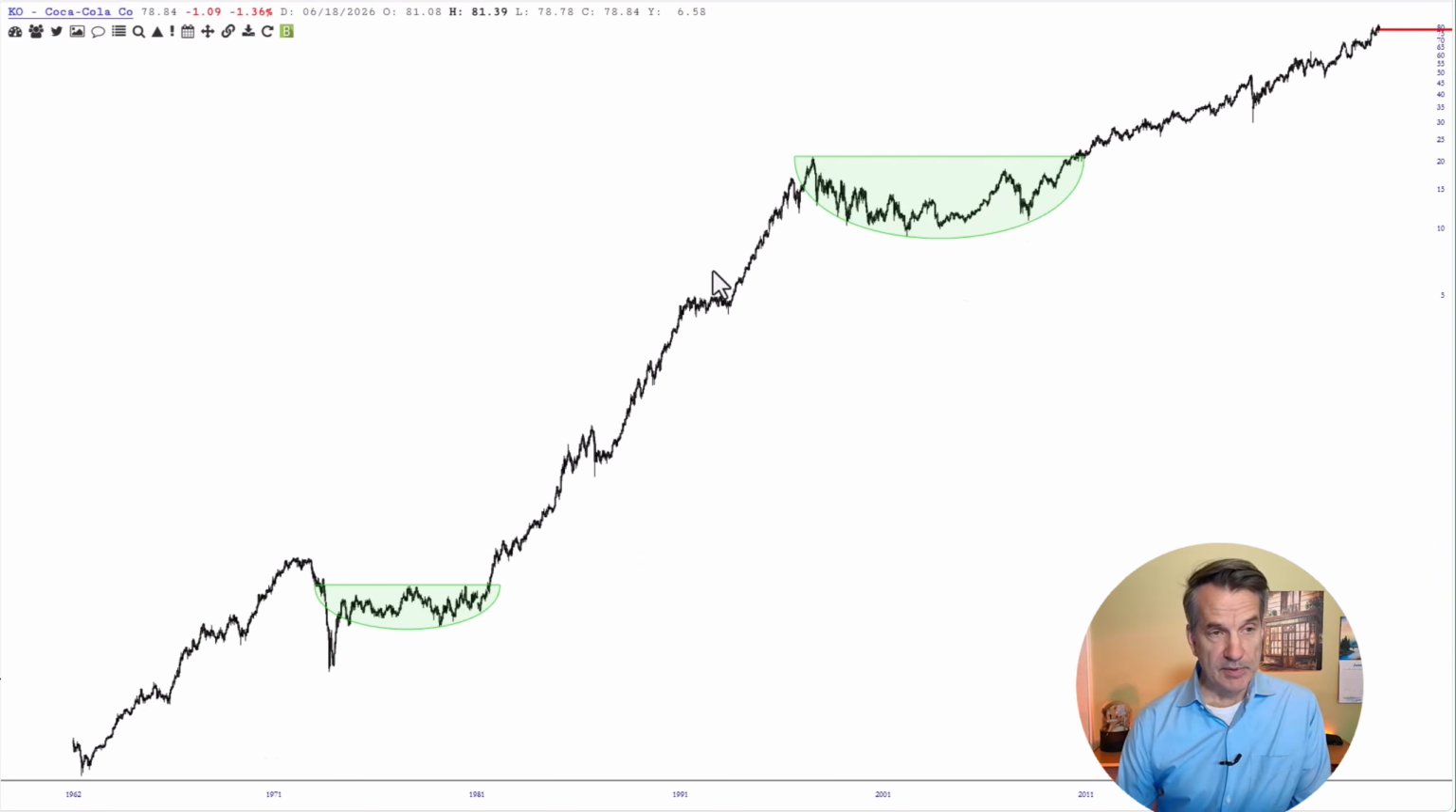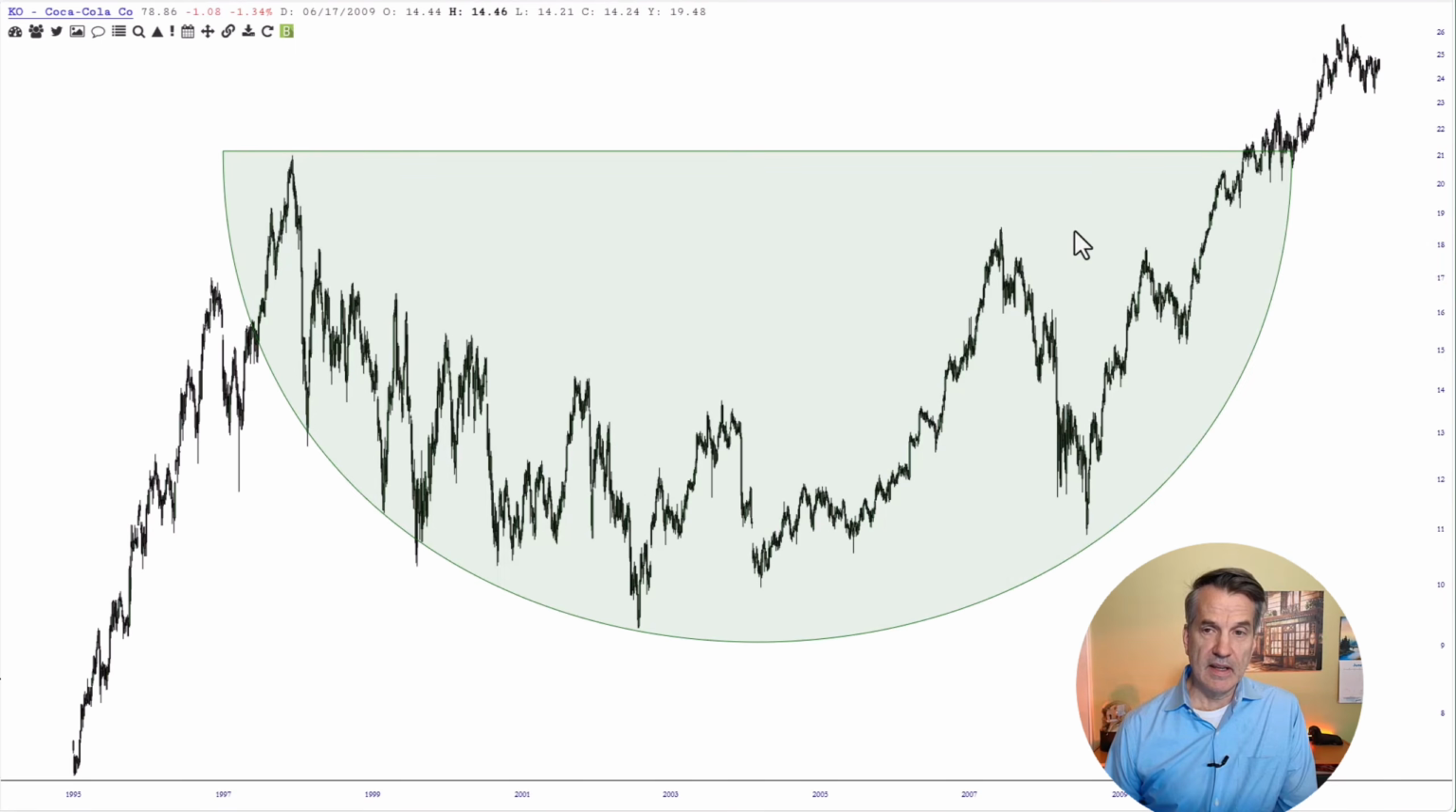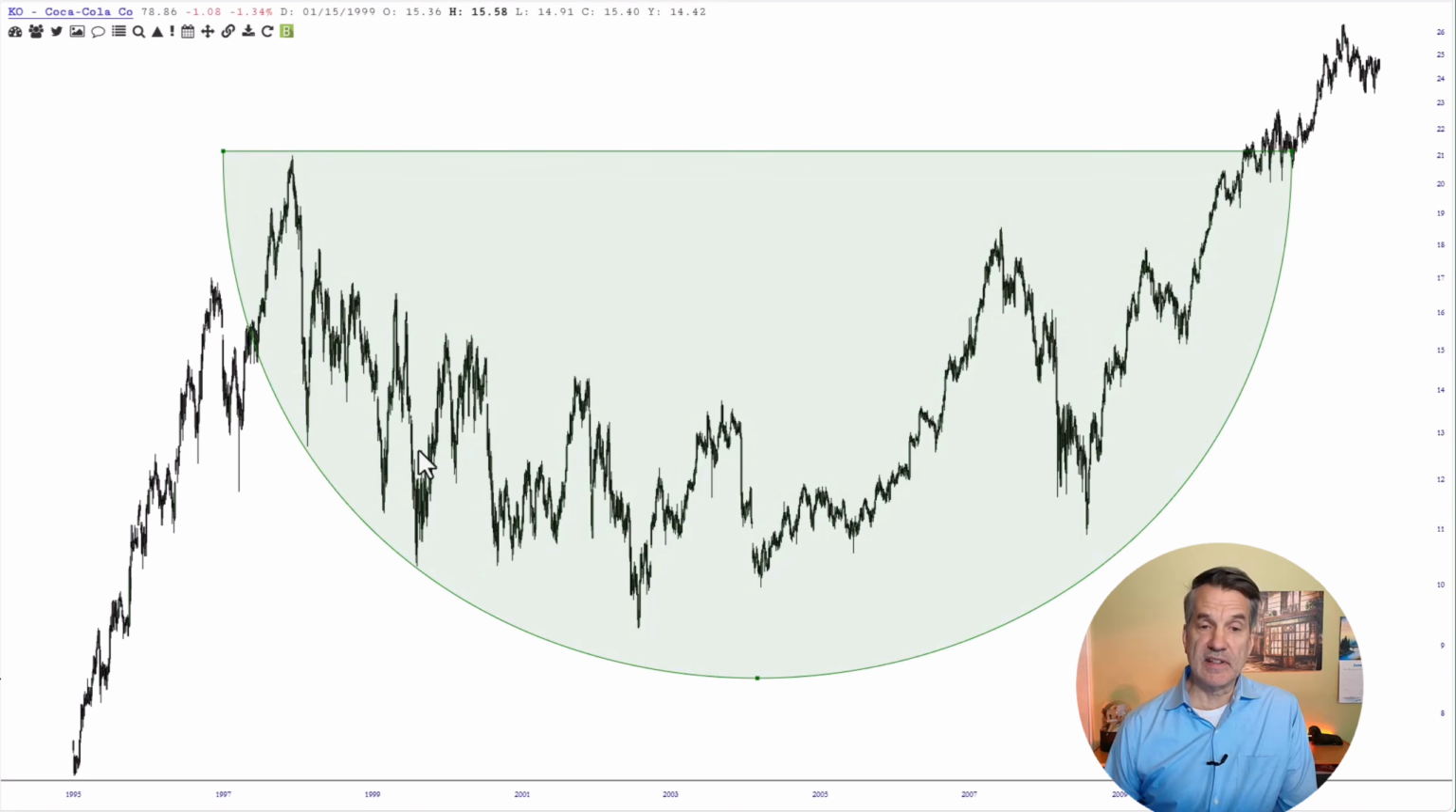A couple more examples. Very well-known name here, Coca-Cola, KO. We see a couple of rounded bottoms here, both here and a cleaner, larger example right here. Zooming in, and once again, nice base. The pattern here neatly incorporates the entire price action for all these many years.